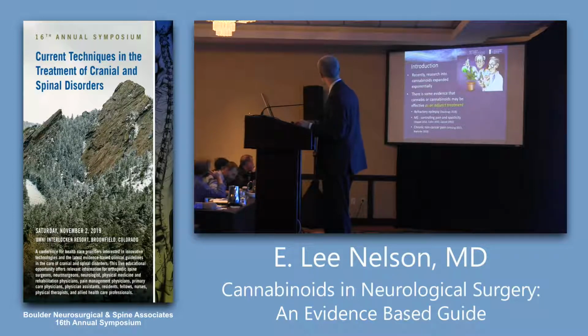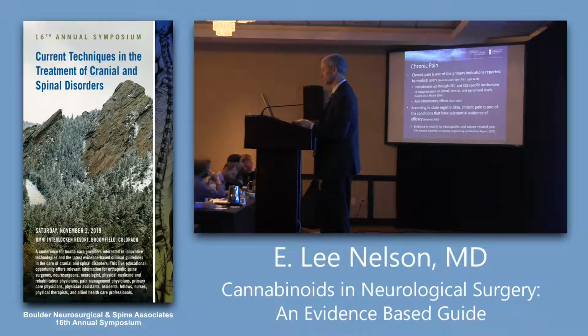Research into cannabinoids is expanding exponentially, and there is evidence that cannabinoids actually can be effective as an adjunct treatment, not as a primary treatment, but as adjunctive treatment in refractory epilepsy, in MS, controlling pain and spasticity, and in chronic non-cancer pain. Chronic pain is one of the primary indications reported by medical users. There are numerous studies that show this, and cannabinoids act through CB1 and CB2 specific mechanisms to suppress pain on spinal, central, and peripheral levels.